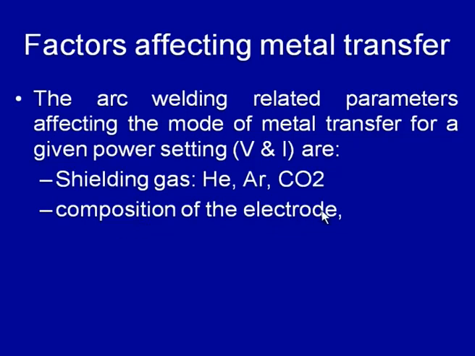Further, the composition of the electrode also affects the metal transfer in two ways. One is that the presence of the alloying element in the metal affects the surface tension. With the presence of certain elements, it can be of high surface tension, while with the presence of other elements, it can be of significantly low surface tension. And since surface tension affects the detachability of the molten metal drop hanging at the tip of the electrode, it affects the metal transfer.